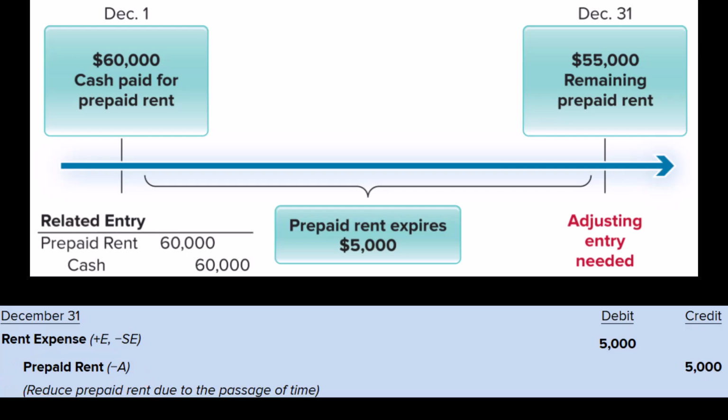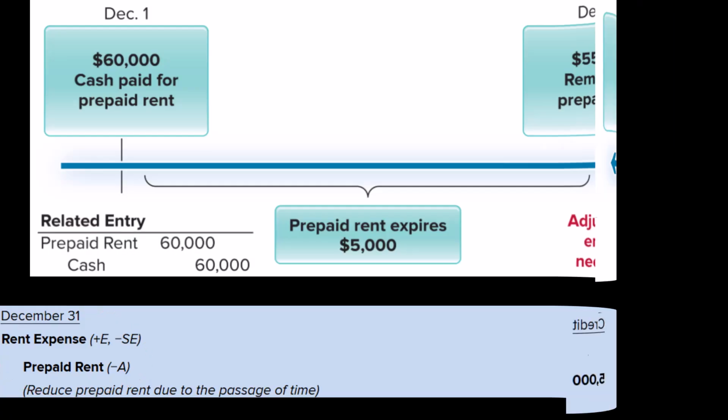Now for a common mistake. Students sometimes confuse the initial cash payment with the adjusting entry. Remember, the cash entry on the 1st of December created the asset. The adjusting entry on the 31st of December recognizes the expense that occurred after the cash flow.